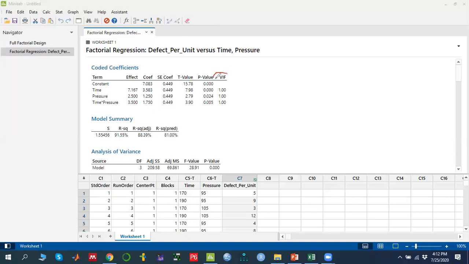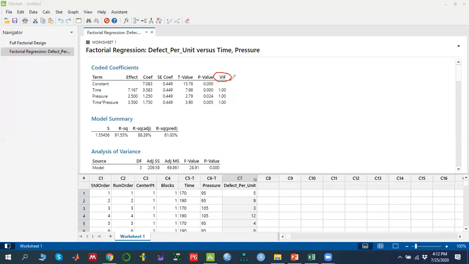And next, in the end, VIF stands for variance inflation factor. This is basically used when we have multiple factors. So we need to check whether there is any multicollinearity or not. If the variance inflation factor is 1, that is the best value, or near to 1, then we can say we are in good shape. That means no multicollinearity exists in the model. It means there is no relationship between time and pressure, so they are independent variables, right?